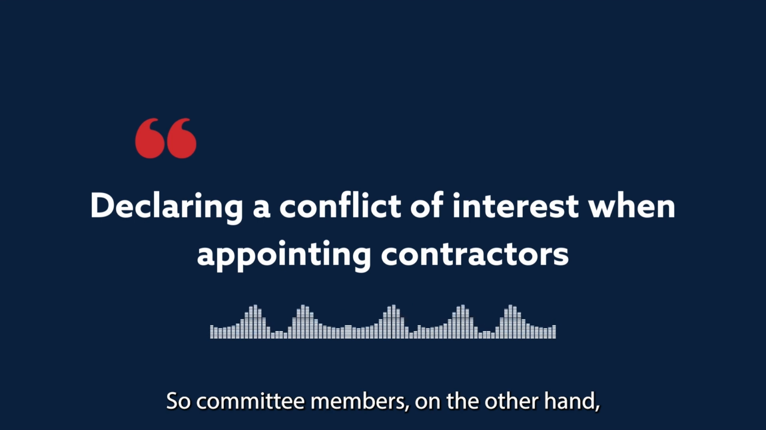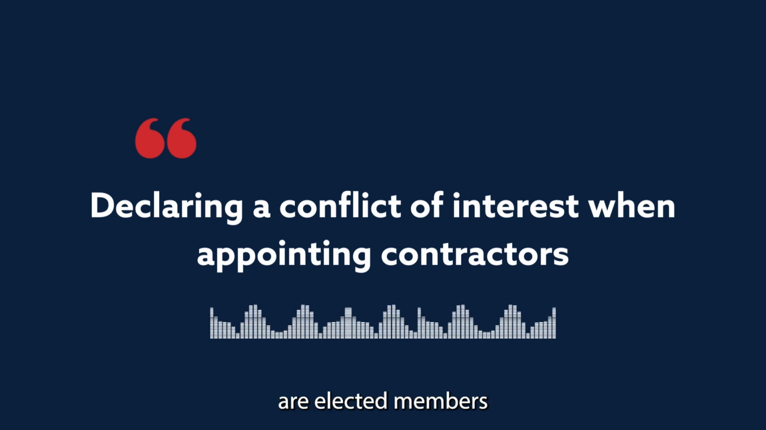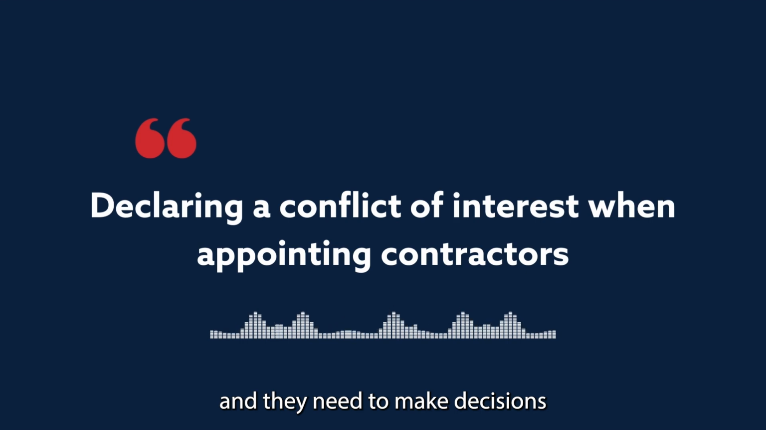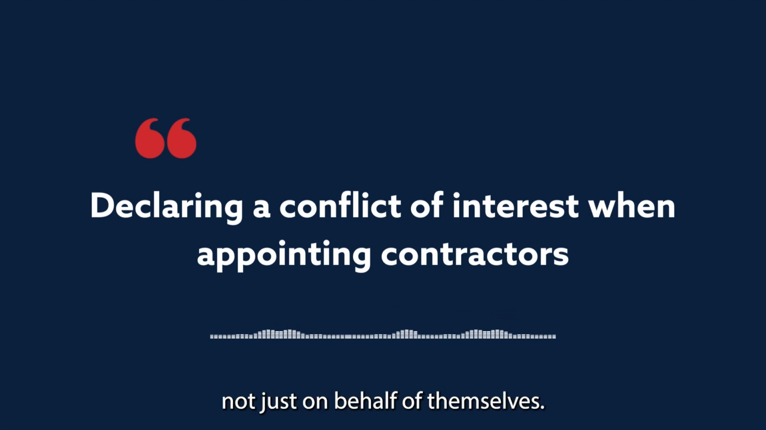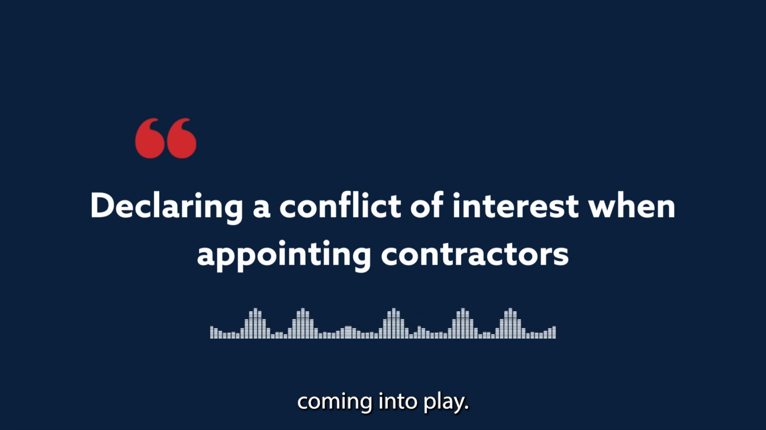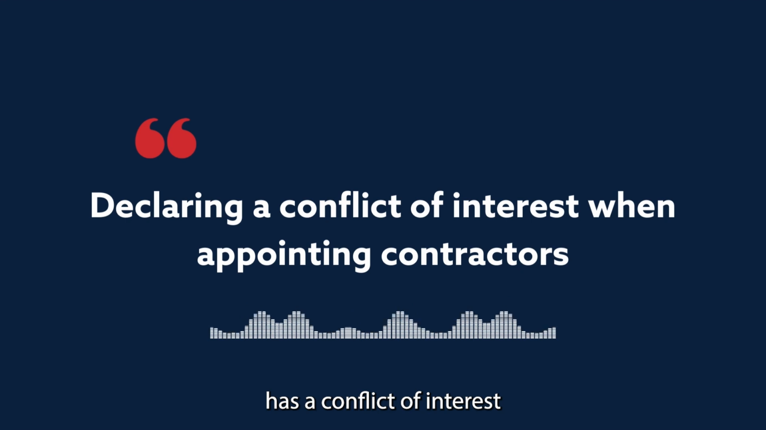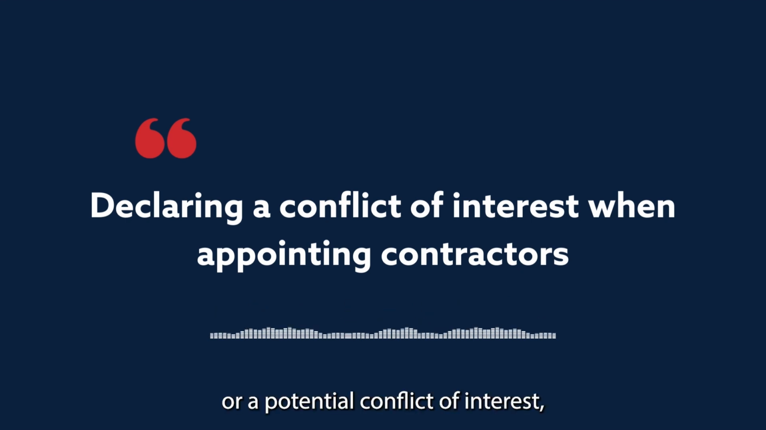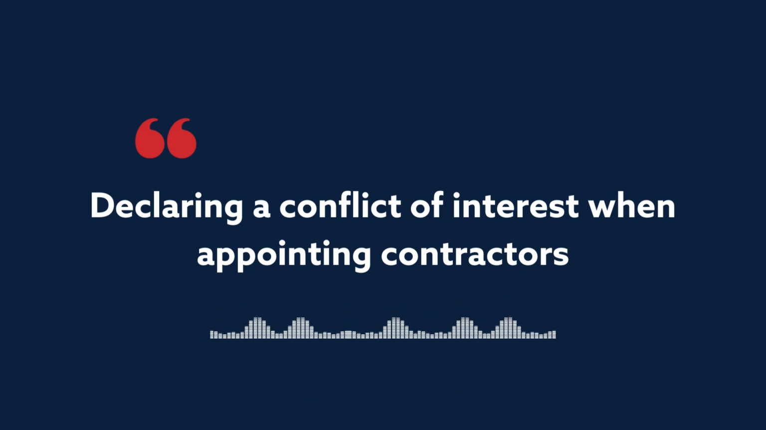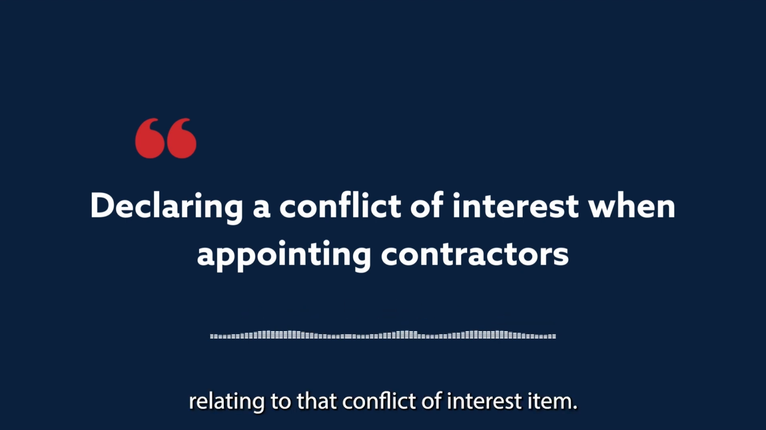So committee members, on the other hand, are elected members, and they need to make decisions on behalf of the whole group, not just on behalf of themselves. And that's where you get this conflict of interest coming into play. So anytime a committee member has a conflict of interest or a potential conflict of interest, they need to not vote on any matters relating to that conflict of interest item.